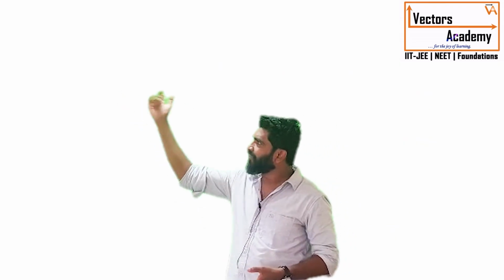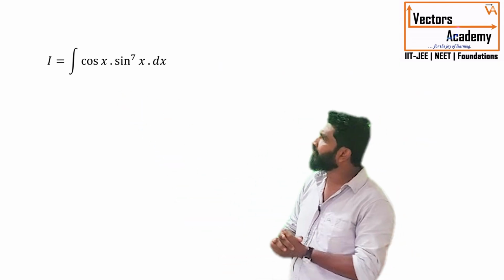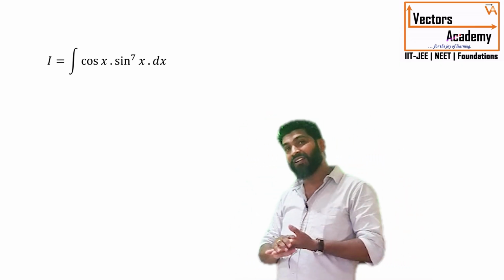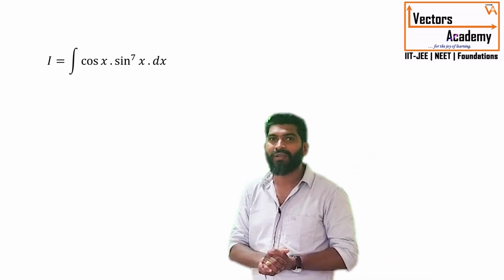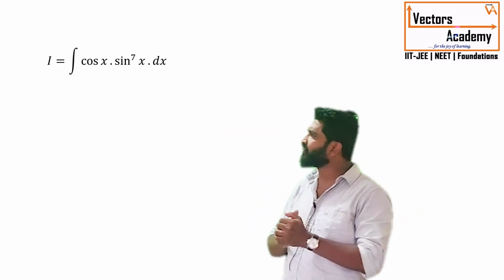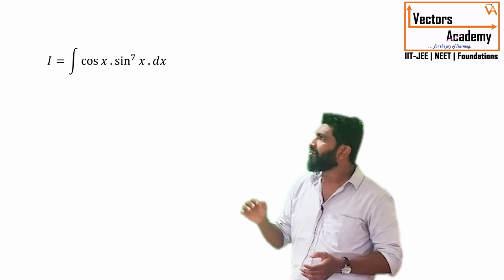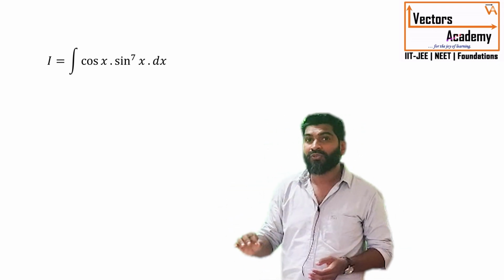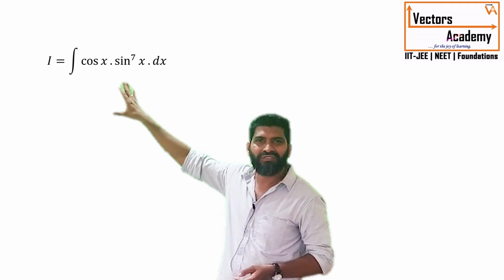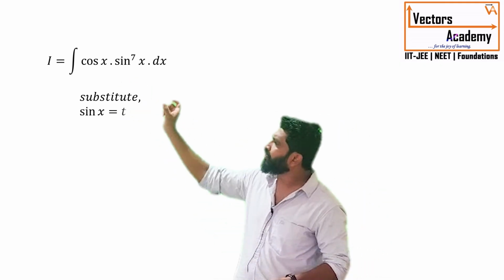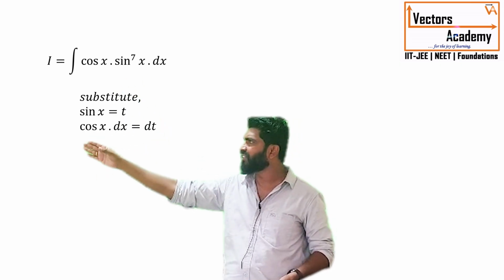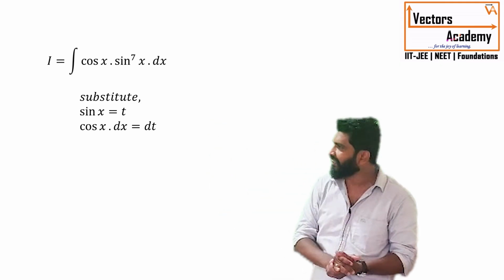Now let's have a look at yet another question. We have integration of cos x into sin raised to 7 x. Now we haven't learned the UV rule so far in integration, but even without that we can solve this question easily. Again, we know there is no chain rule here. So we have raised to 7 and we have sin x inside it, so this is a kind of composite function. Let us substitute sin x is equal to t. When you substitute sin x is equal to t, I get cos x dx is equal to dt.